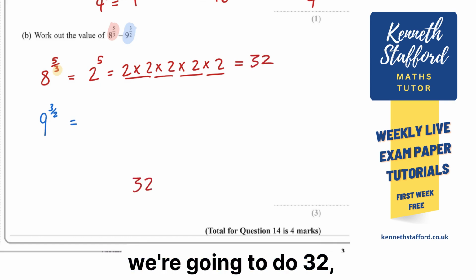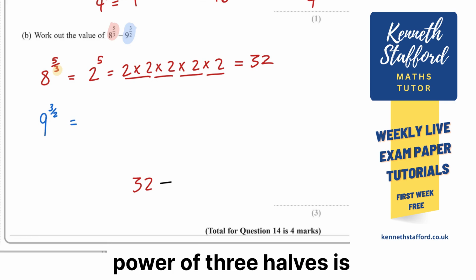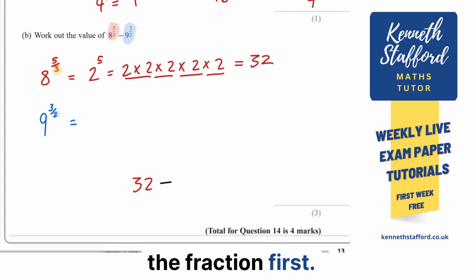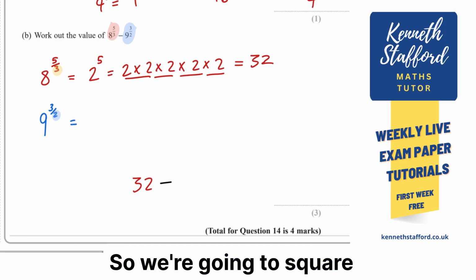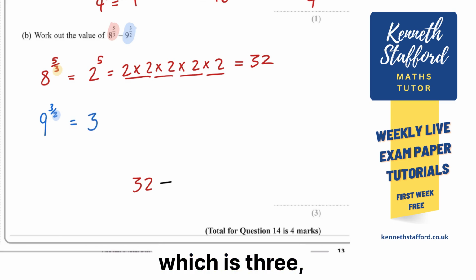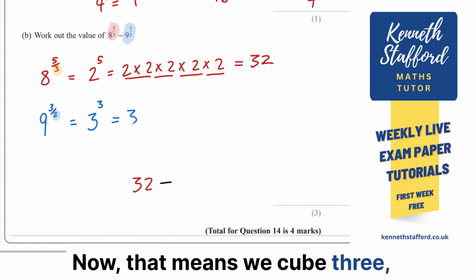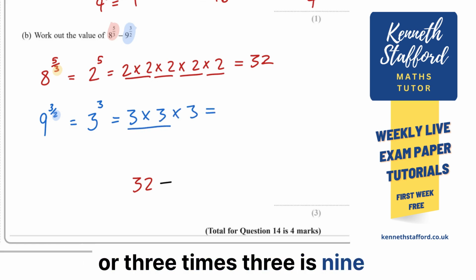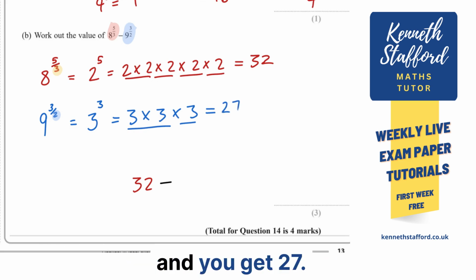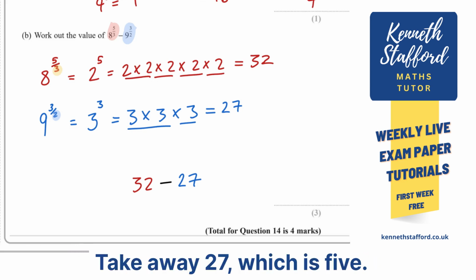So in a minute, we're going to do 32, take away whatever 9 to the power of 3/2 is. Again, deal with the bottom of the fraction first. This fractional power, the 2 there means you square root. So we're going to square root the 9, which is 3. And then we're going to deal with the 3 that was on top now. That means we cube 3. 3 times 3 times 3. Well, 3 times 3 is 9. Times that 9 by 3, and you get 27. So now we've got this question to the point where it's just 32, take away 27, which is 5.